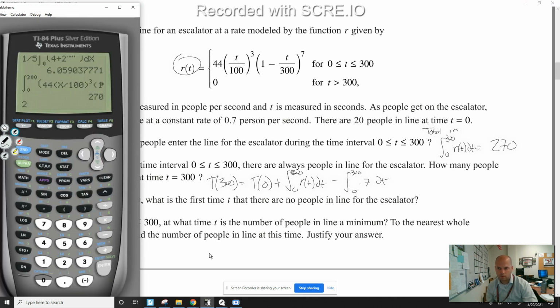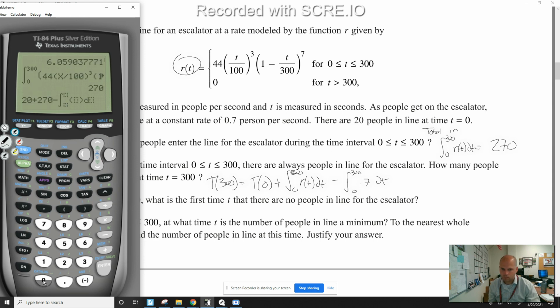So we got 20 people plus this many people that have entered, minus 0.7 times 300. 0.7 times 300 is 210. So put them all together. What do you get? 80. There's 80 people in the line at 300.